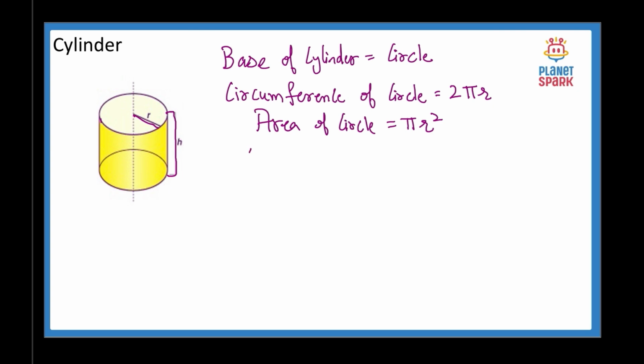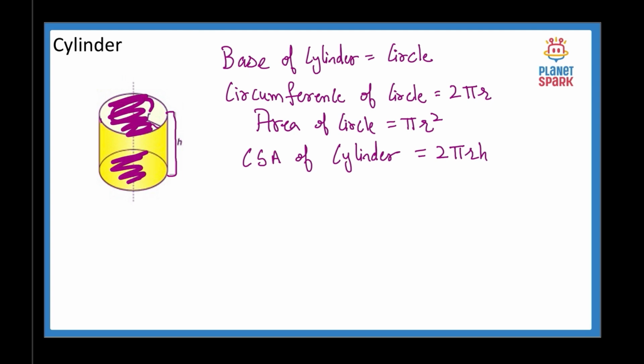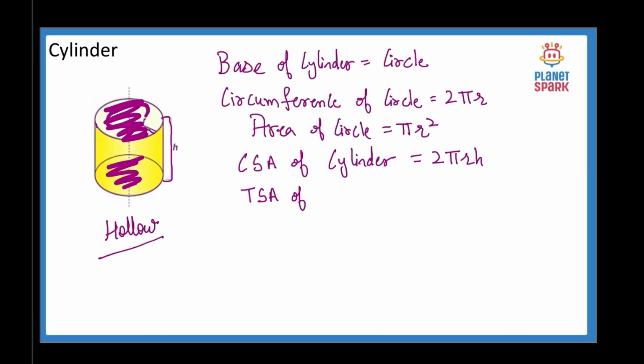Right now over here, I was only discussing the base of the cylinder. Now let's talk about the cylinder as a whole. CSA of a cylinder is when we talk about a hollow cylinder which doesn't have a top and bottom. It is open from top and bottom. In that case, we find the CSA of the cylinder without top and bottom, so 2 pi r h is the formula. TSA of the cylinder is the total surface area wherein the top and bottom of the cylinder are also included. So it is a closed cylinder and the formula is 2 pi r (h plus r).